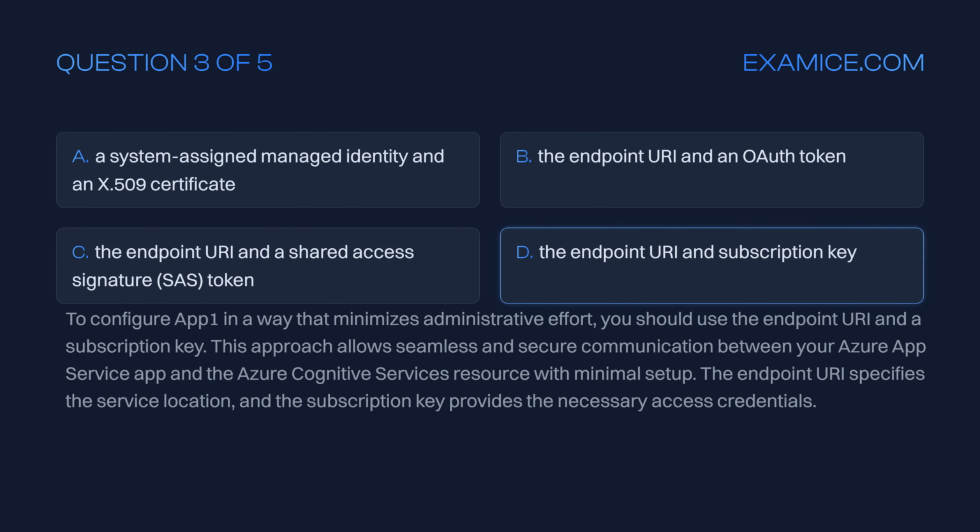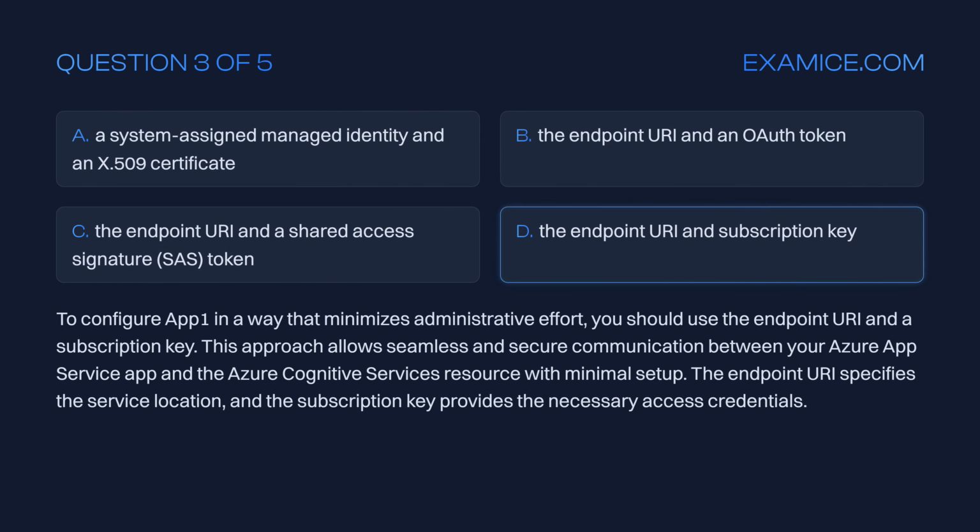The answer is option D. To configure App1 in a way that minimizes administrative effort, you should use the endpoint URI and a subscription key. This approach allows seamless and secure communication between your Azure App Service app and the Azure Cognitive Services resource with minimal setup. The endpoint URI specifies the service location, and the subscription key provides the necessary access credentials.